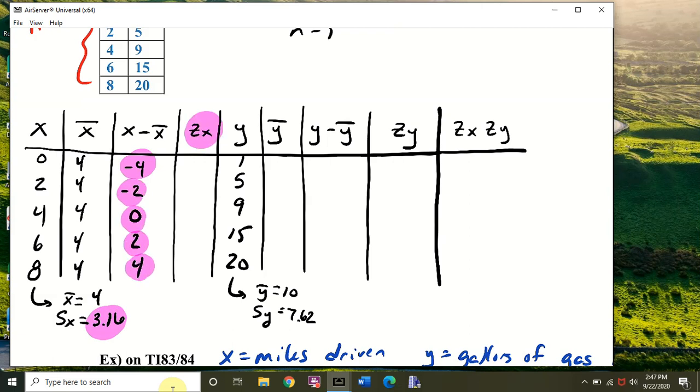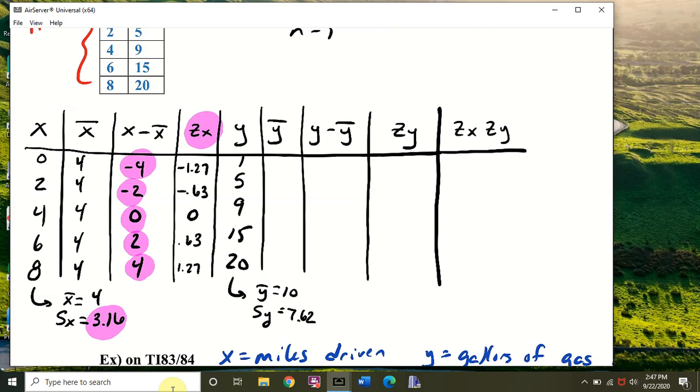So if I do negative 4 over 3.16, I'm basically getting negative 1.27, and I'm going to round to 2 places. Negative 2 divided by 3.16 is about negative 0.63. 0 divided by anything is 0. Positive 2 over 3.16 would then be positive 0.63. Positive 4 divided by 3.16 would be positive 1.27. So those are the z-scores for x.